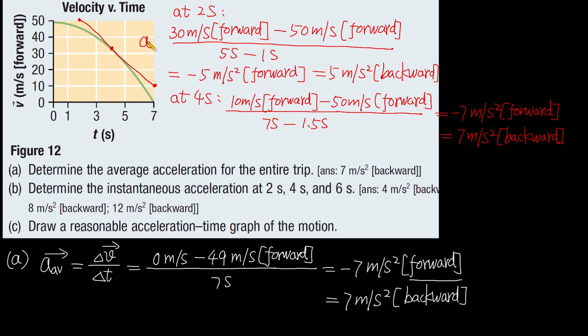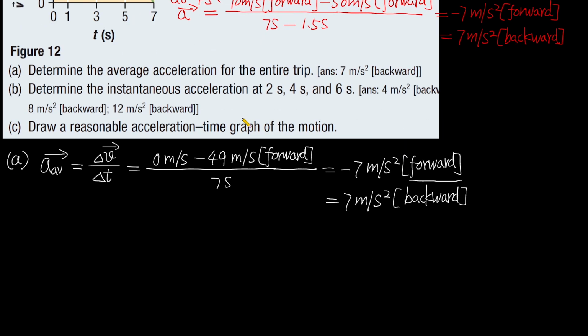Here it's the instantaneous acceleration. Similarly, we can find the instantaneous acceleration at 6 seconds. And now question C, it asks us to draw a reasonable acceleration time graph of the motion.